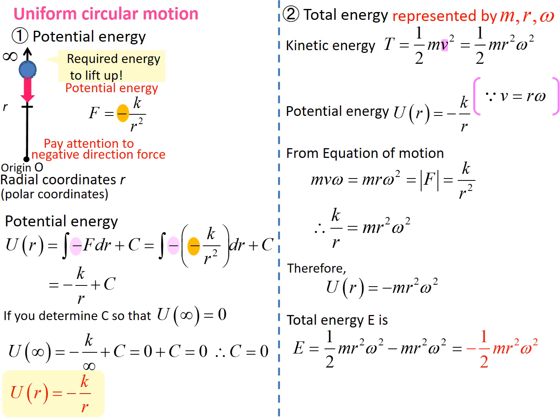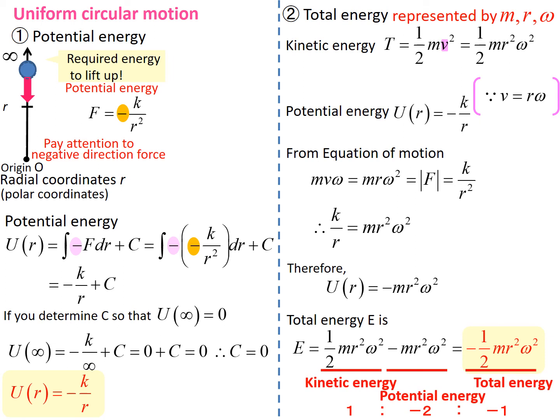Thus, the total energy E is equal to the kinetic energy, 1/2 of mr² omega², plus the potential energy, -mr² omega². You may notice that these two terms have the same physical dimension. The final result is -1/2 mr² omega². Note that the potential energy equals twice the kinetic energy with a negative sign, and the total energy equals the kinetic energy with the negative sign. Thus, there is a beautiful relationship between the amount of kinetic, potential, and total energy, which is called the virial theorem, which often appears in quantum chemistry.